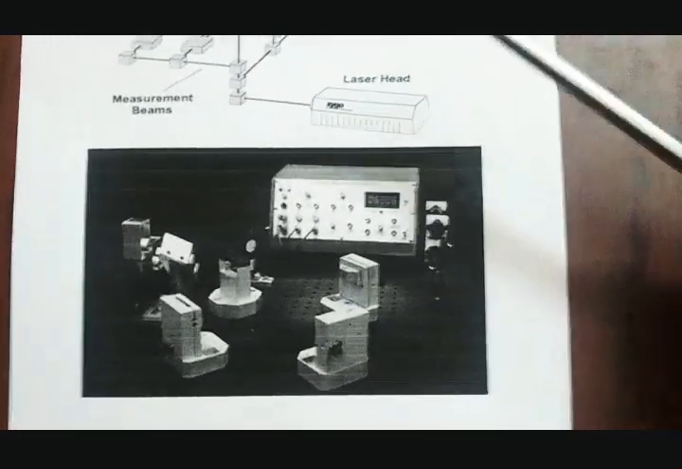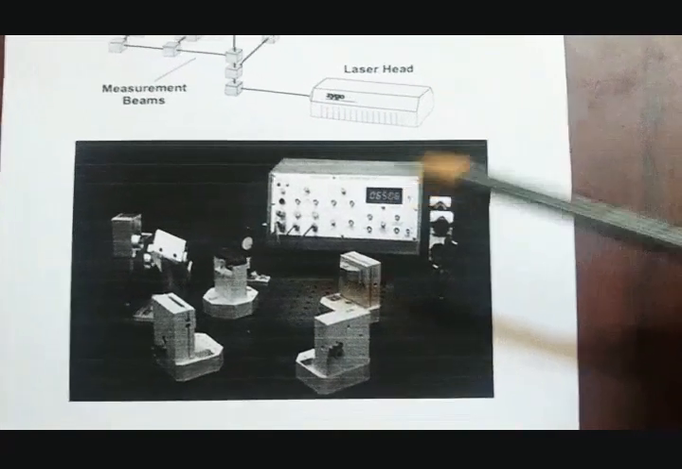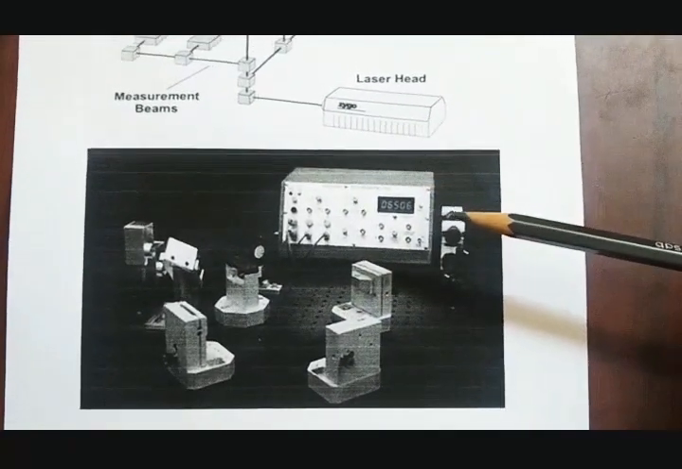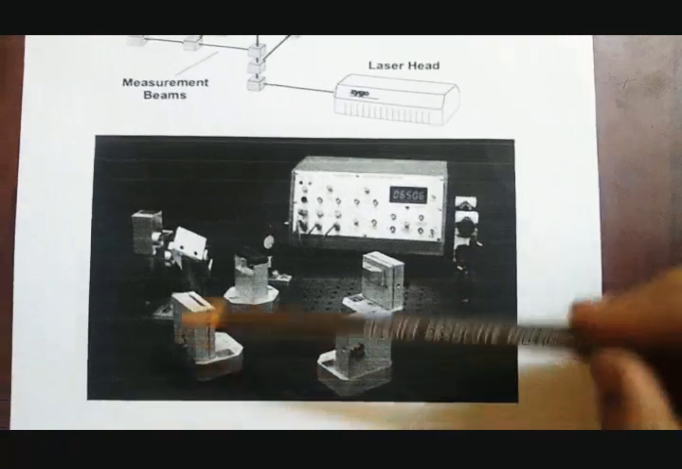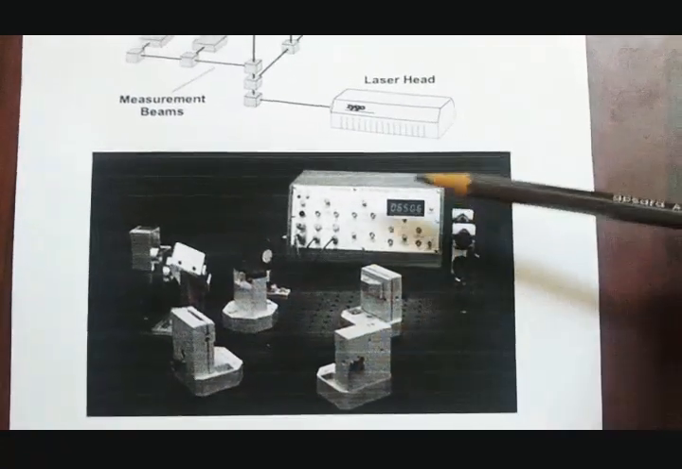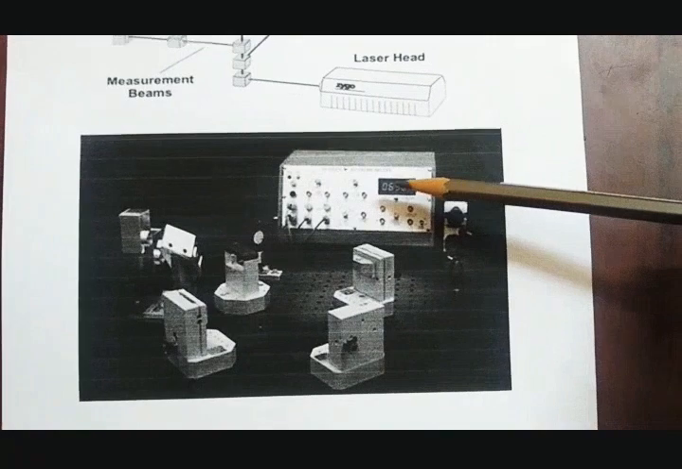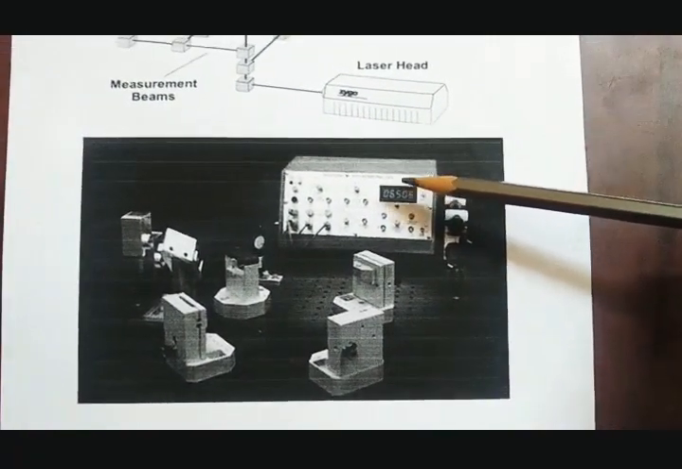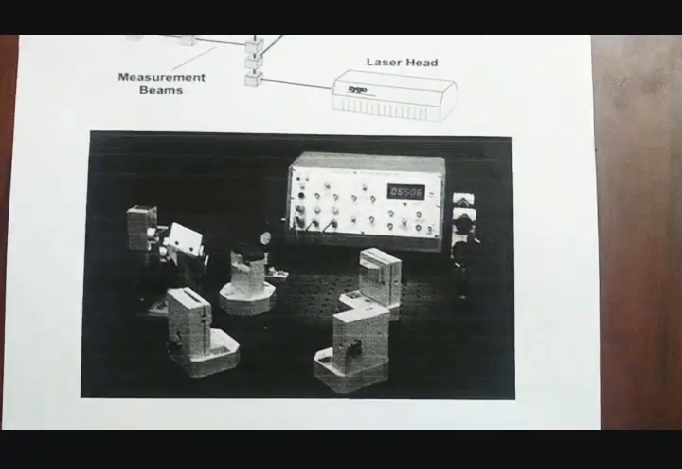And this is the real life image of a functioning interferometer. This is the laser from which the light beam comes out. These are the different mirrors, and this is the display board, which gives out the calculated wavelength or length, etc. Last but not the least, let us see how errors creep into the measurements of interferometry.